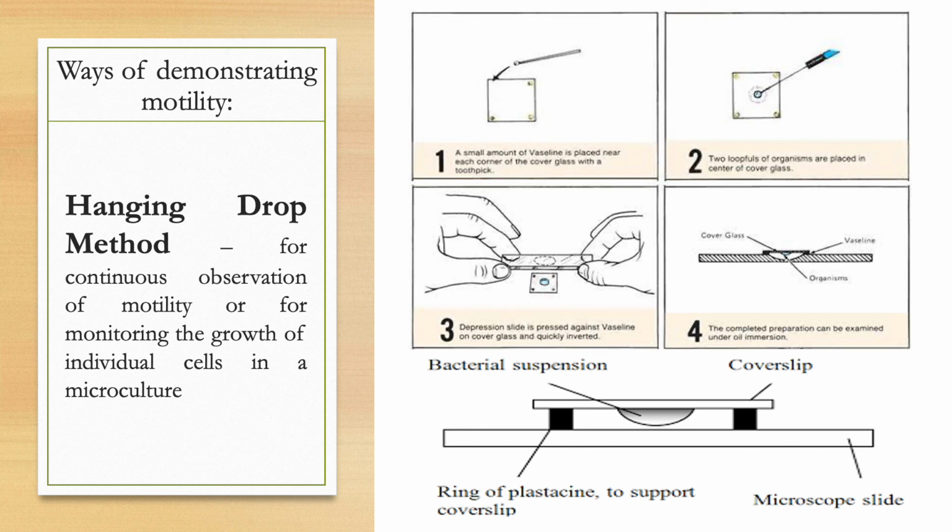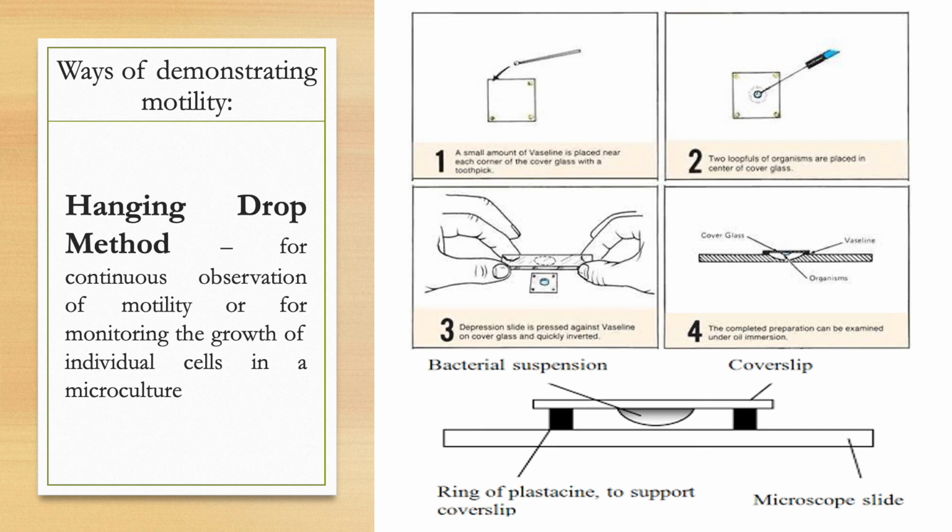a bit of clay on each corner of the cover slip. This will be used to raise the cover slip later on. And then you add 2 loopfuls of organisms on the center of the cover slip. Alright? Then you use a special slide with a depression in the middle, right?